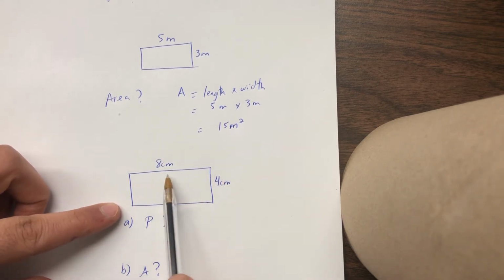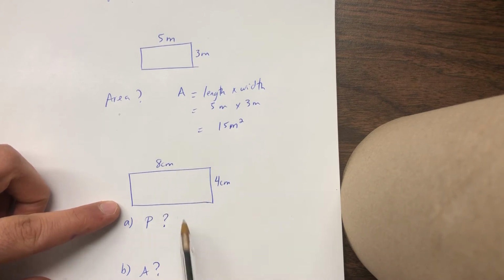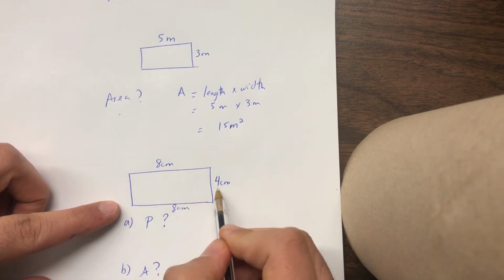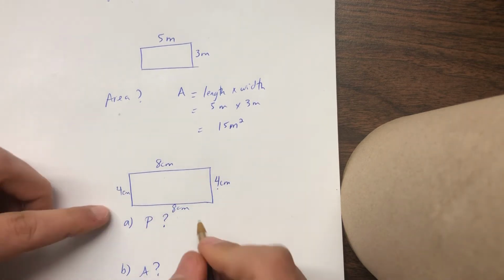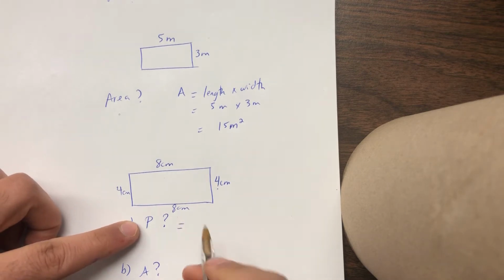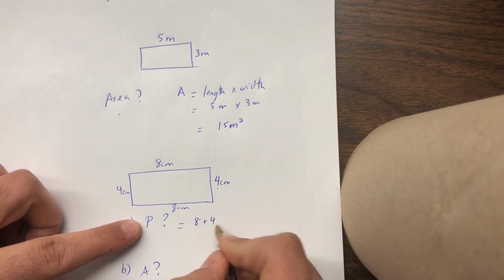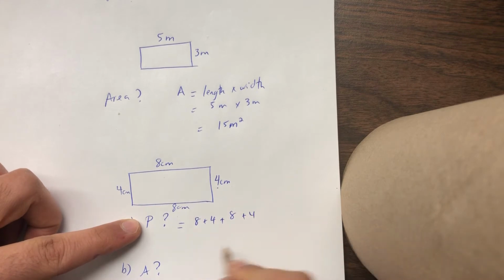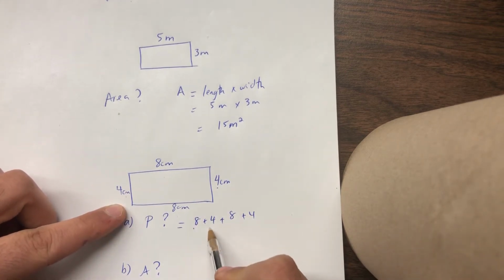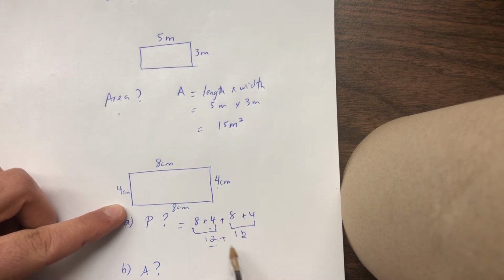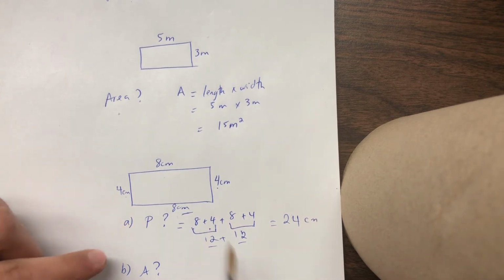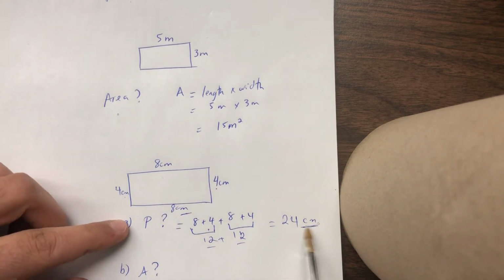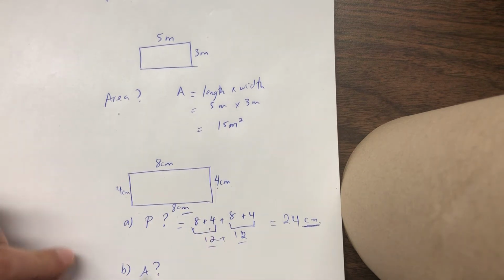To find the perimeter, we know that the opposite sides are equal. So if this is 8, this must equal 8. If this equals 4, the opposite side must also equal 4, and we'd go ahead and add them up. Perimeter equals 8 plus 4 plus 8 plus 4. 8 plus 4 equals 12. 8 plus 4 equals 12. 12 plus 12 equals 24 centimeters. Because we're just adding the sides, the unit remains centimeters.